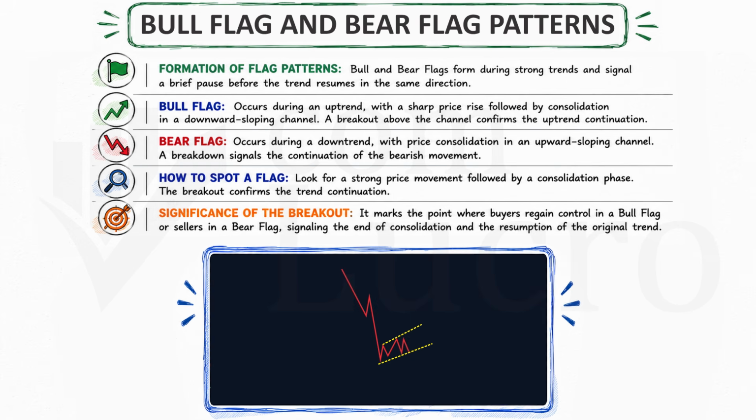In contrast, a bear flag occurs in a downtrend, where the price consolidates within an upward sloping channel before breaking down, signaling the continuation of the bearish movement. To spot a flag, look for a strong price movement followed by a consolidation phase. The breakout from this consolidation confirms the continuation of the trend. The breakout is crucial, as it marks the point where buyers regain control in a bull flag, or sellers in a bear flag, signaling the end of the consolidation and the resumption of the original trend.